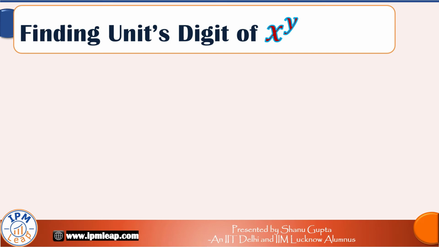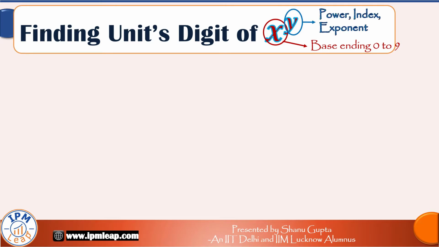Now with this basic background, let's start the most important and tricky part of this chapter: finding the units digit of a number raised to a power. Say x raised to y. When we have numbers like these, x is called the base and y is called the power, index or exponent. We know that the number in the base has to end with one of the digits from 0 to 9. Or in other words, the units digit will vary from 0 to 9, right?